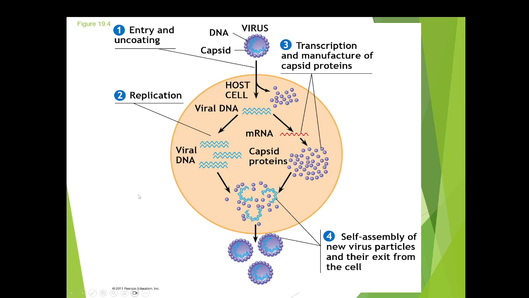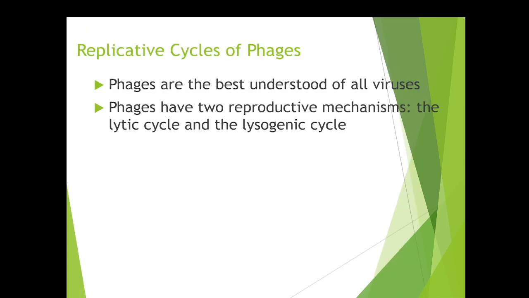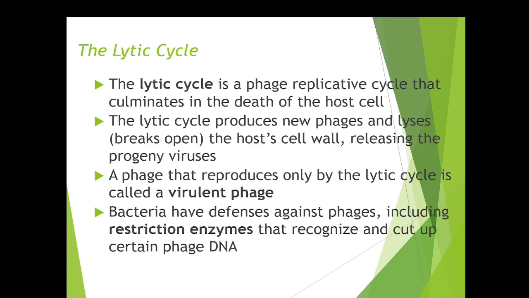So let's talk about the different stages that these phages can undergo and what's going to happen. We understand phages the best because we've been able to study them the most. And they basically have two different reproductive mechanisms, a lytic cycle and a lysogenic cycle. Now, the lytic cycle is a phage replicative cycle that culminates in the death of the host cell. So with the lytic cycle, you think it's going to lyse or split or go through lysis to break up that cell. And so the lytic cycle produces new phages and lyses or breaks open the host cells, releasing the progeny viruses for the next generation.